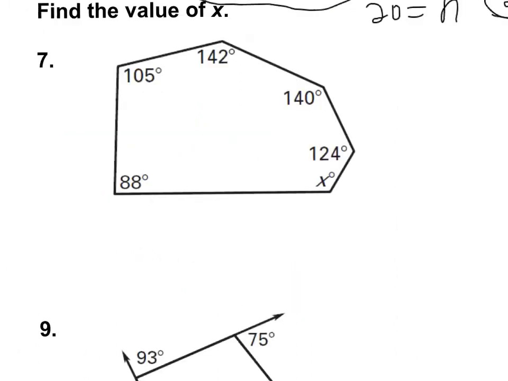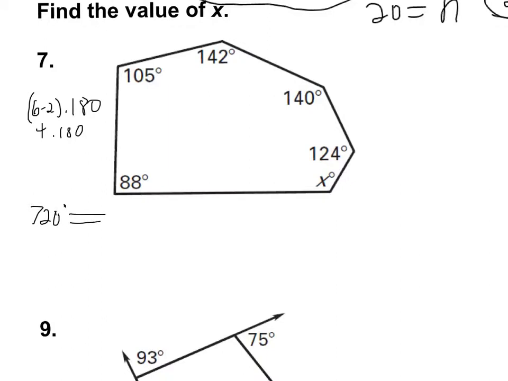All right, number 7 and 8. We're finding the value of x, and what's going on here is we have to figure out what kind of polygon this is. So I count 1, 2, 3, 4, 5, 6 sides. It's a hexagon. So how many degrees should be inside a hexagon? Well, you do n minus 2, or 6 minus 2, times 180. So that's just 4 times 180. So that would be 720 degrees.